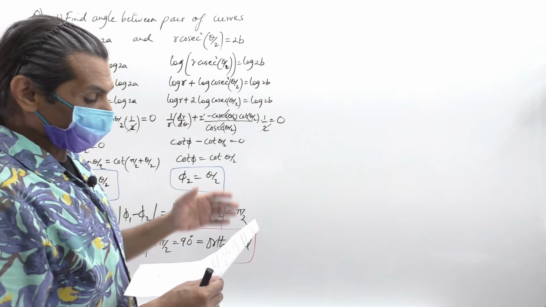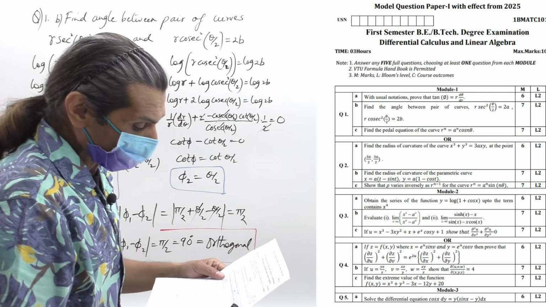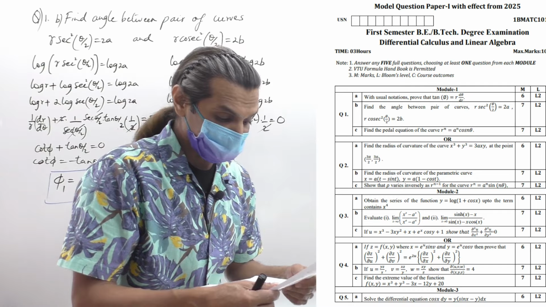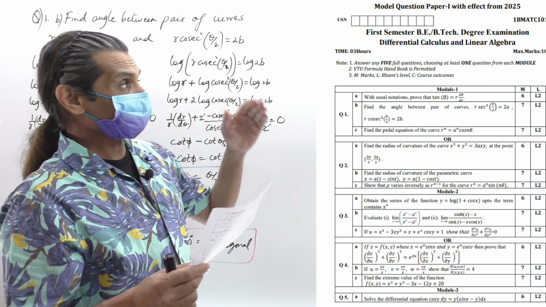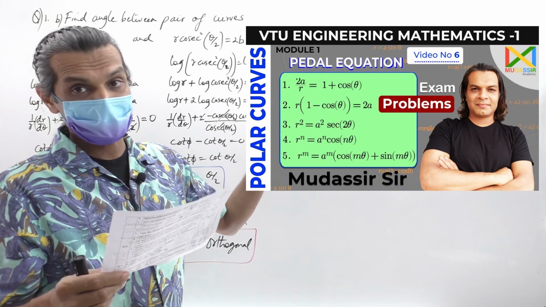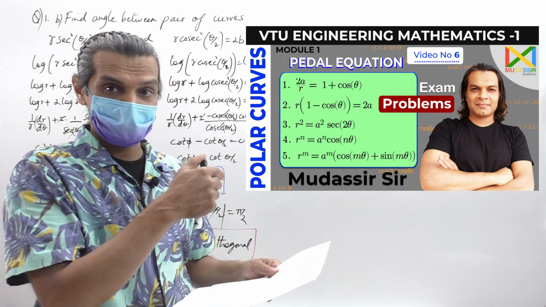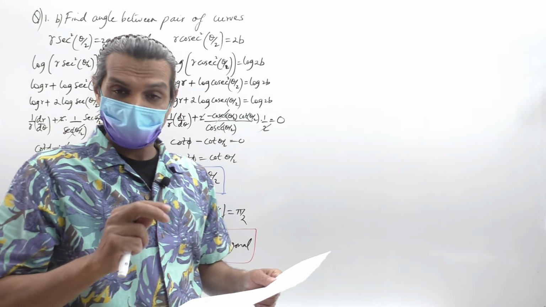Fine. Now question number 1c, find the pedal equation for the curve r raised to n is equal to a raised to n cosine n theta. This also is solved here, so you can check the solution in the description. Okay, the link is given in the description, please do refer to that. This is also a very, very important problem.